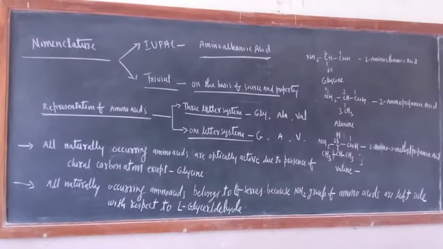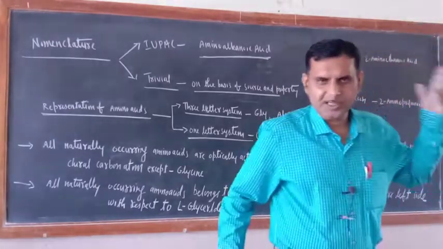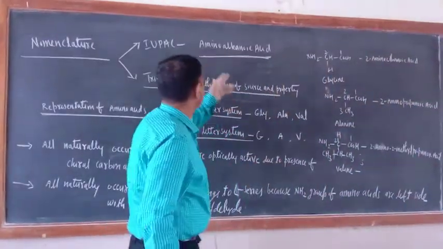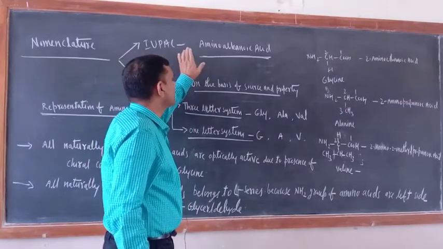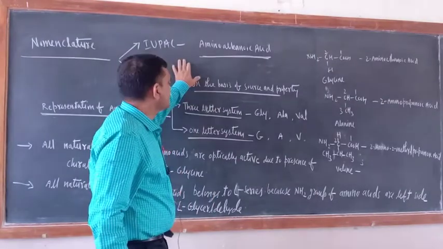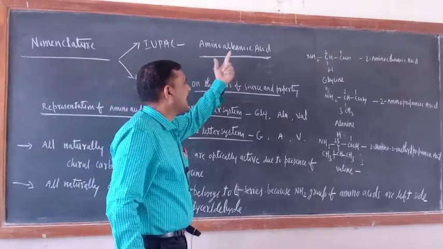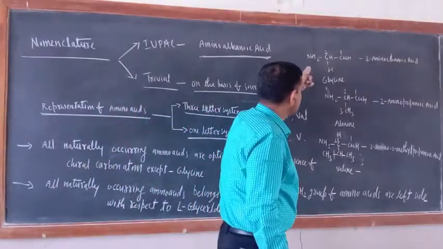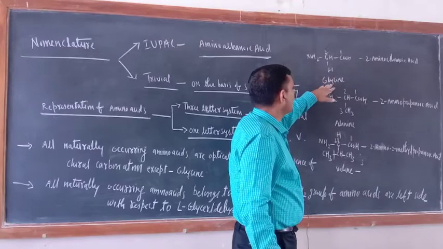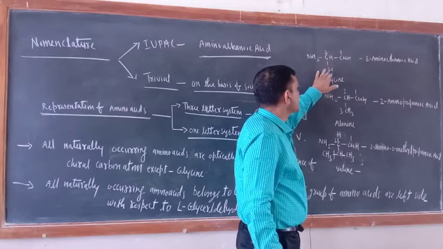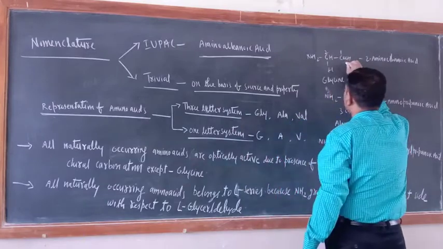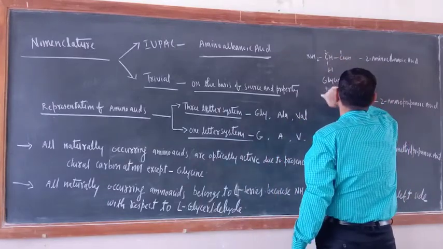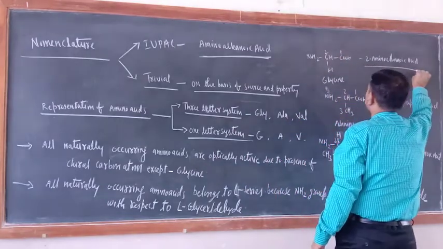Okay, so now the nomenclature of amino acids. As usual, there are two systems of nomenclature. First, IUPAC nomenclature. In the IUPAC system, amino acids are known as amino alkanoic acids. Just see here, this is a simple one, glycine, NH2CH2COOH. Just start the numbering from the COOH group, 1, 2. So, 2-aminoethanoic acid.